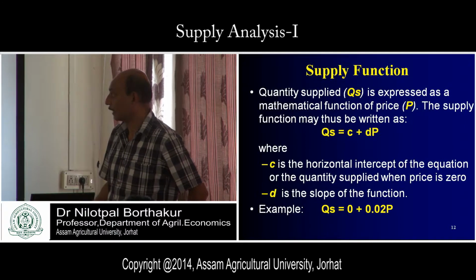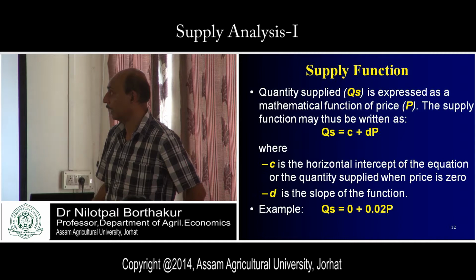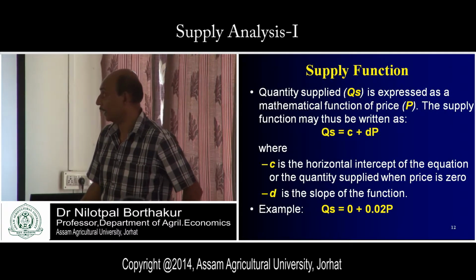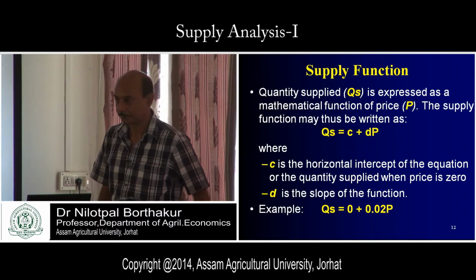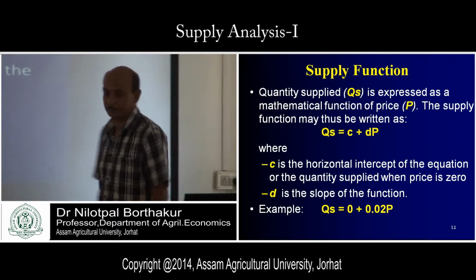If we differentiate this equation, dQs by dP, then you will get this d. This is the first derivative. d is the first derivative of the supply function. That indicates the slope of the supply curve.